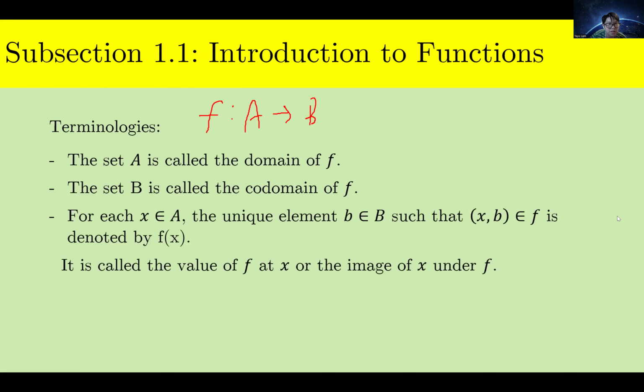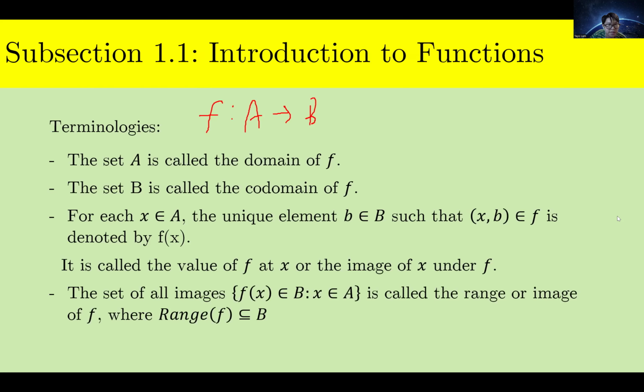For each x in A, the unique element b in B such that (x, b) is in f is denoted by f(x). It's called the value of f at x, or the image of x under f. And the set of all images f(x) in B, where x in A, is called the range or image of f, where range f is a subset of B.